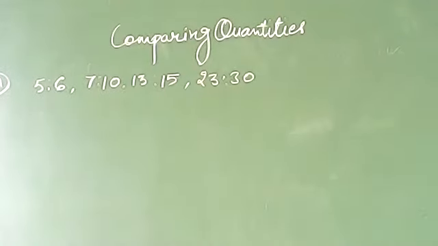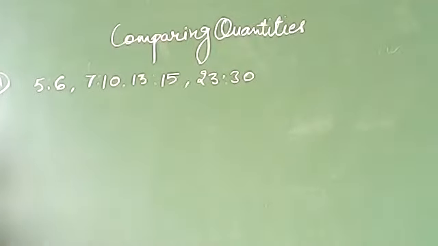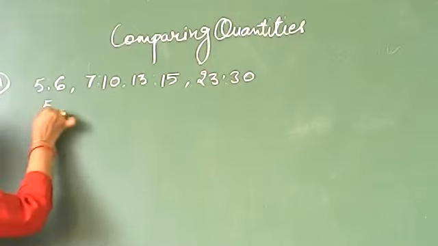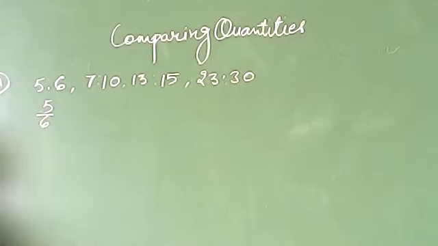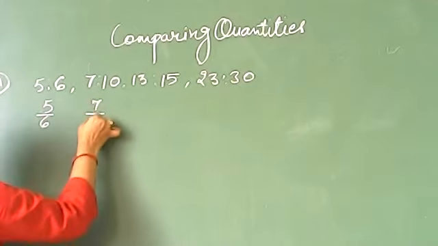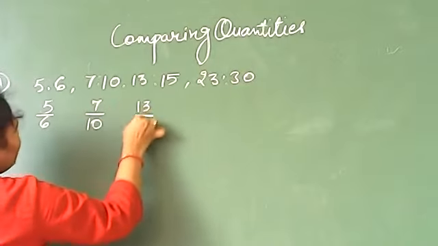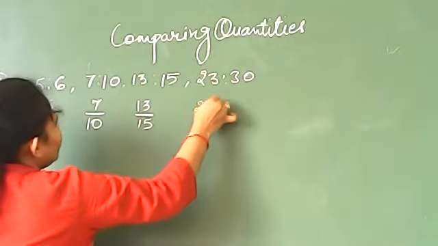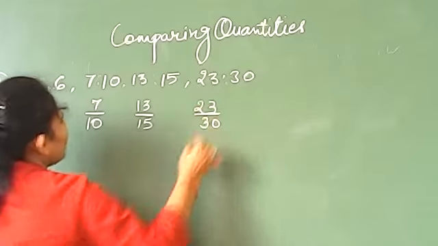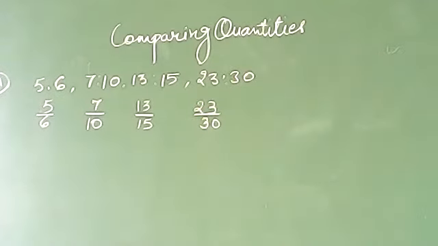So if you all remember, we studied in class 6 that a ratio can be written in the form of a fraction as well. So if you write it in fraction form, it can be written as 5/6, 7/10, 13/15, and 23/30. Now, as you can see these are written in the form of fractions, you know how to arrange fractions in ascending or descending order.